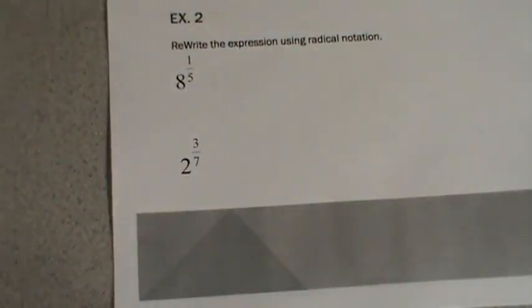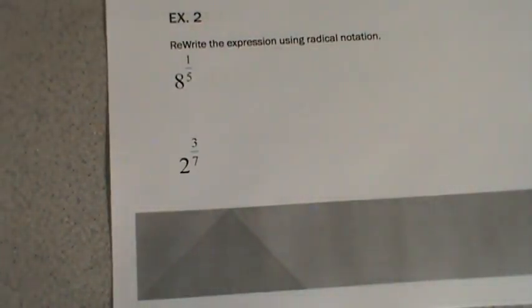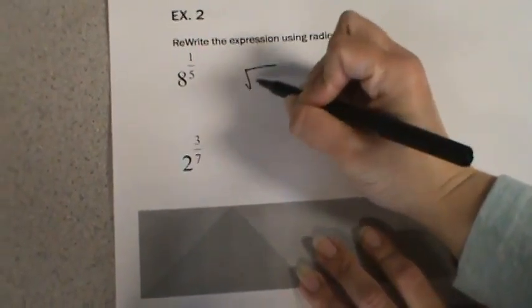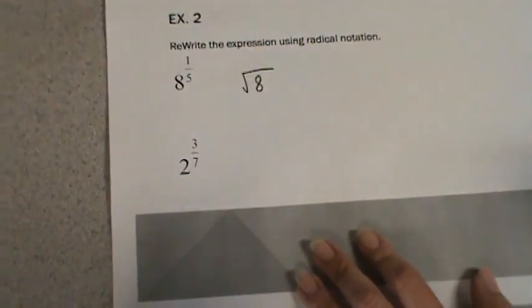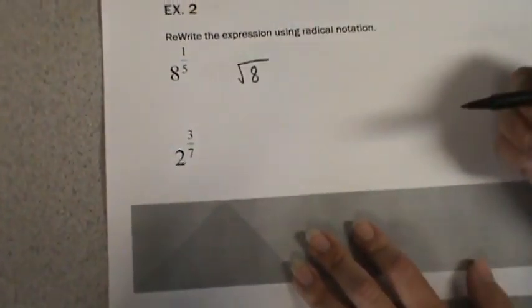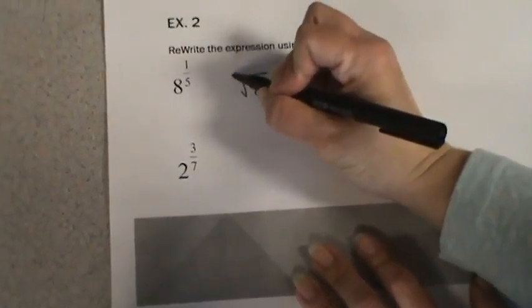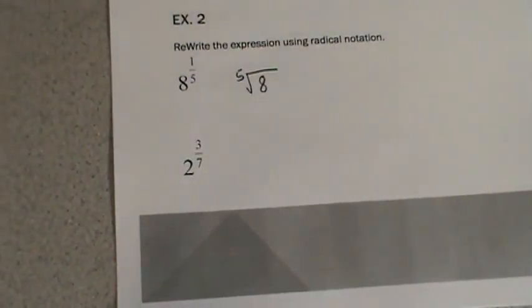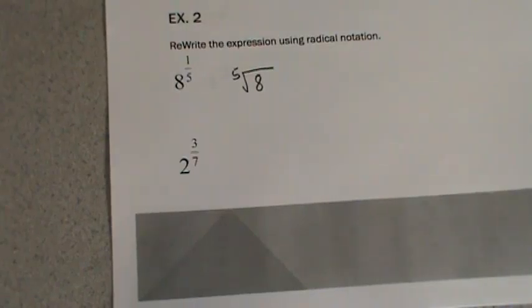Now that we had the radical and wrote it as an exponent, I'm going to give you the exponent and write it as a radical. The 8 is going to be the number inside. The number on top is the exponent that's inside. Since it's 1, I don't need to write it. And then the 5 is telling me what the root is. So this is the same as the 5th root of 8.